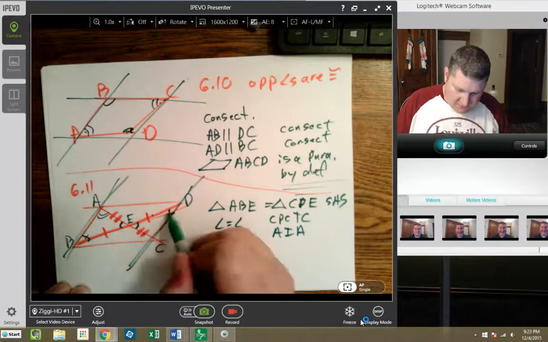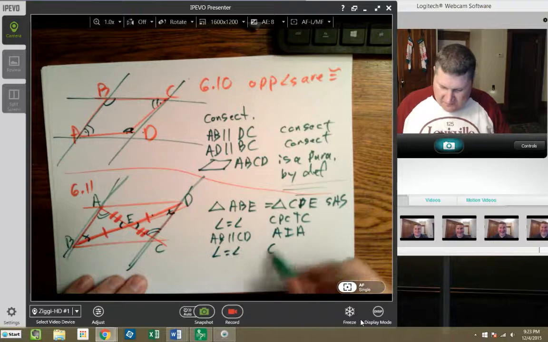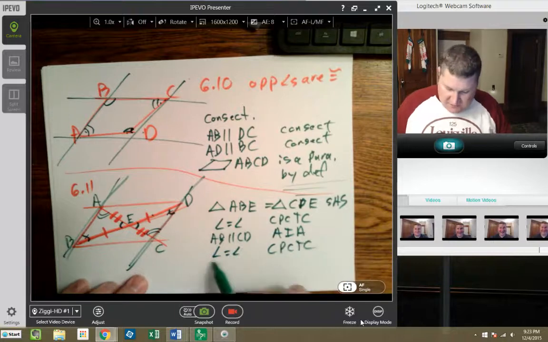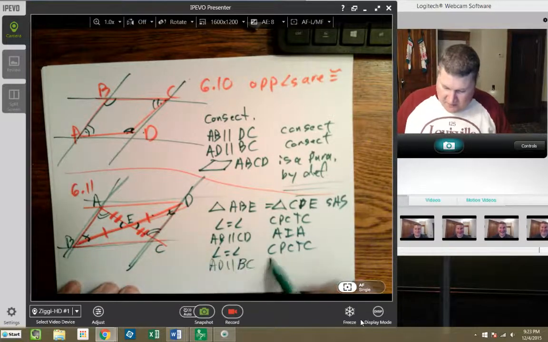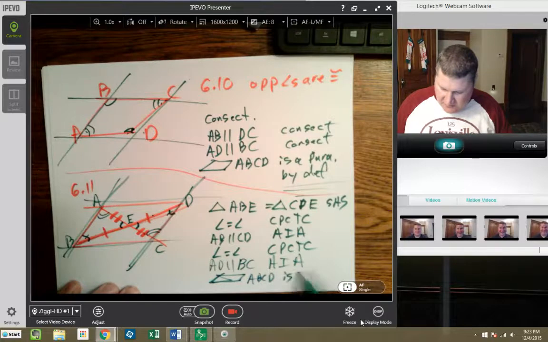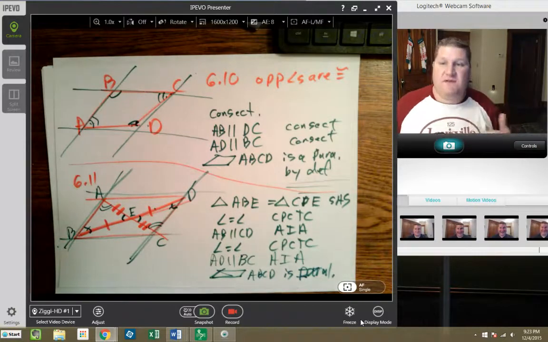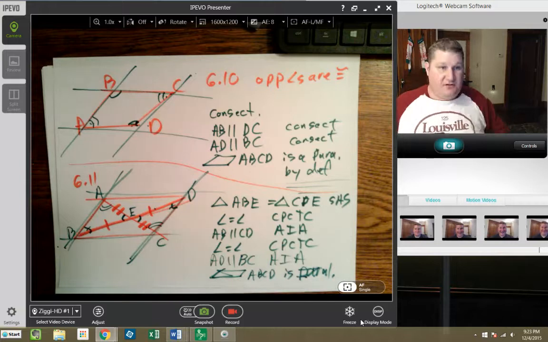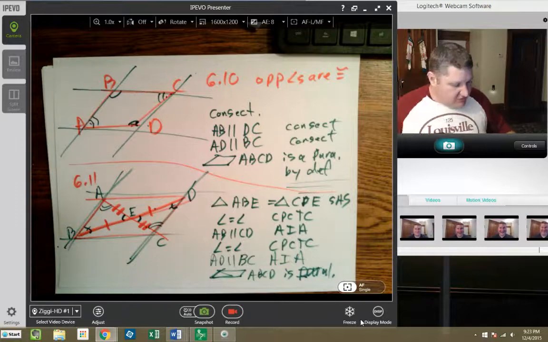And that means this is congruent. Oh, there we go. Let's make them different. This is congruent to this, again, CPCTC. So AD is parallel to BC by alternate interior angles. And now I can say ABCD is a parallelogram. Okay, so that's what we're doing. We're just going back and forth and we're proving them back, and it's by definition of parallelogram. So use that information to solve the rest of the problems.